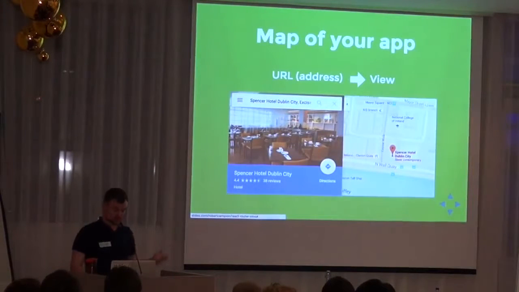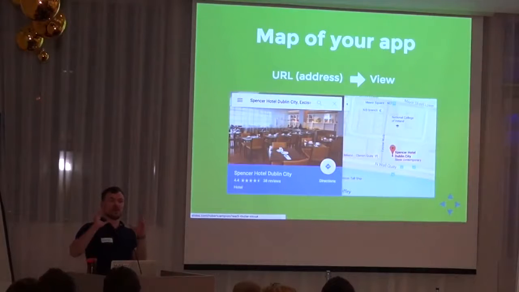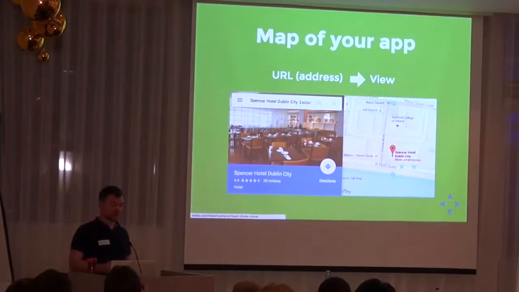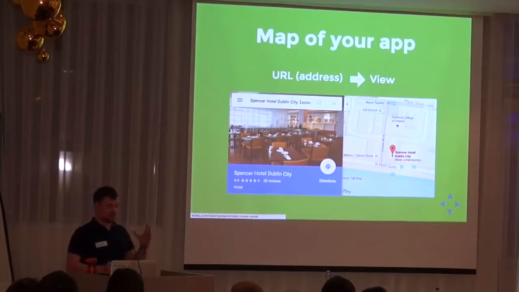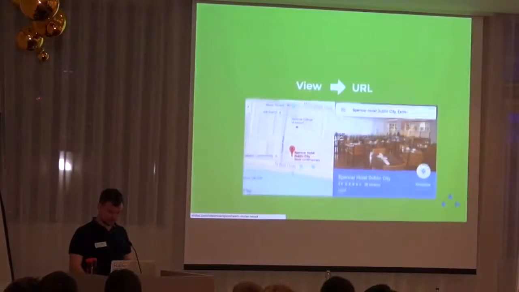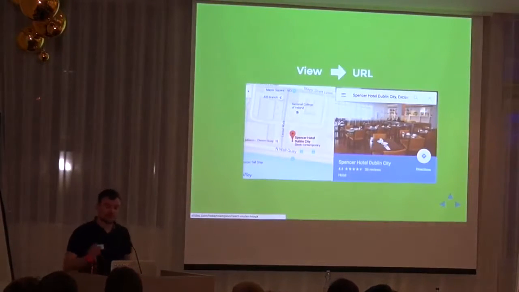Most people will know, but it's essentially a mapping of URLs for your application. In this example, we have a URL, which is an address, essentially, which points to Spencer Stewart. On the right-hand side, you have a view. On the left-hand side, you have your URL or address. Routing will do this for you. You put in your URL, and you'll get back a view.